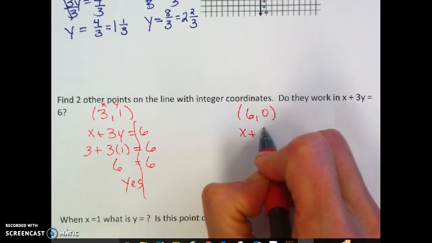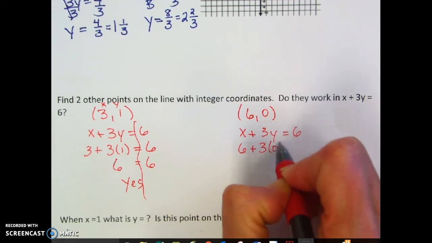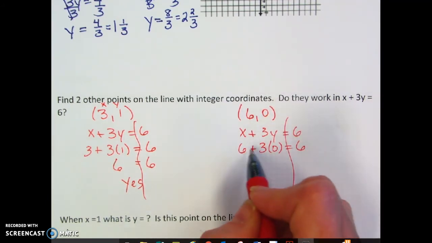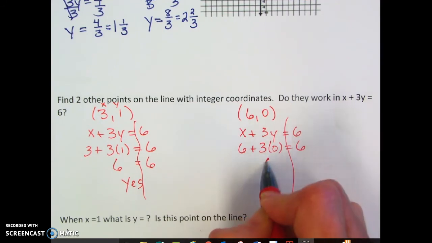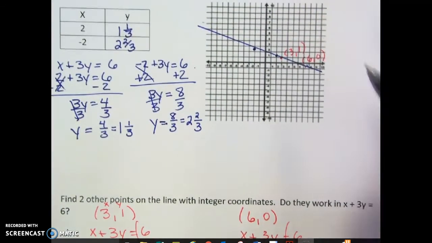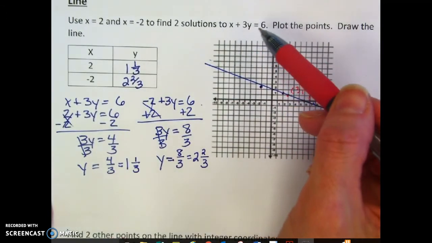Let's try the next one. X is 6, y is 0. Again, work the left side, work the right side separately. 6 plus 3 times 0 would also be 6, equals 6. So yes, it works in that equation too. So we're picking other points off of this line, and they are working in this equation.